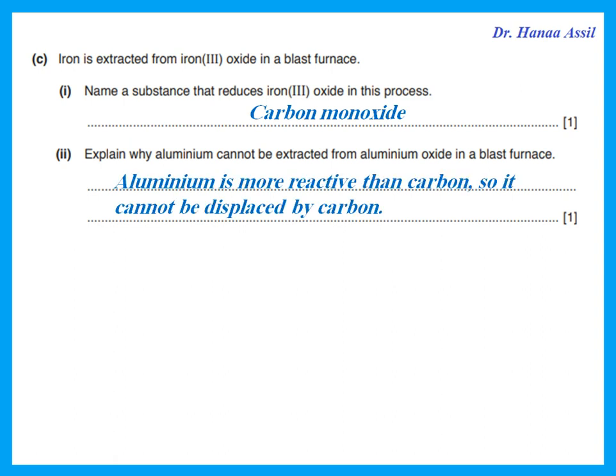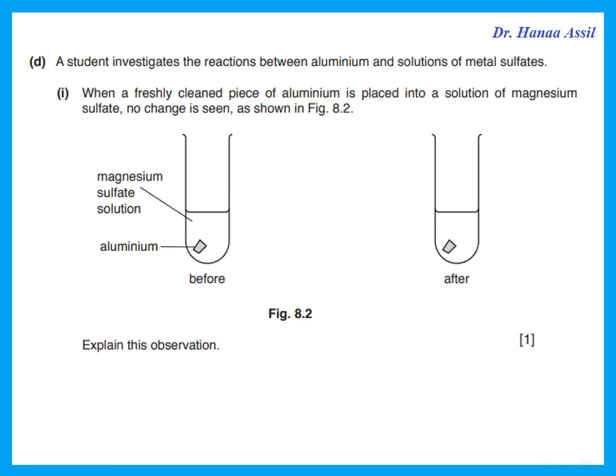Explain why aluminium cannot be extracted from aluminium oxide in a blast furnace. Remember, in a blast furnace, we cannot extract aluminium. This is because aluminium is more reactive than carbon, so it cannot be displaced by carbon.